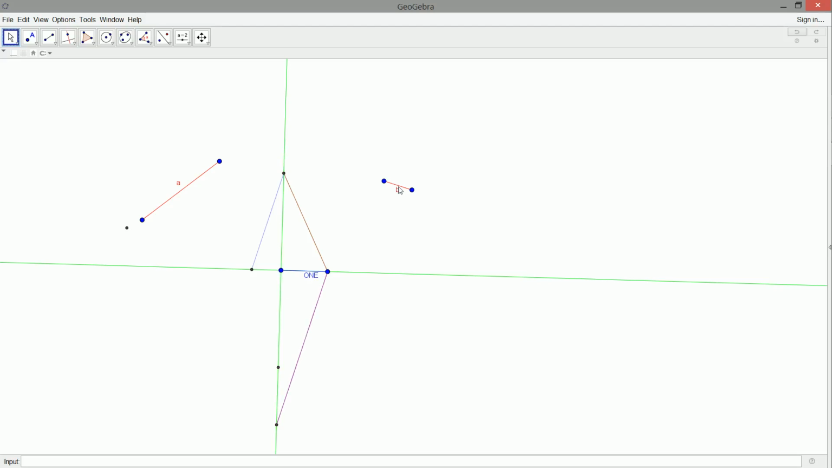Now because B is less than 1, this length gets bigger than the A length, but as soon as B is bigger than 1, suddenly it shrinks. And if it's equal to 1, well, wouldn't you know it, it's the A length again, because A over 1 is just A.